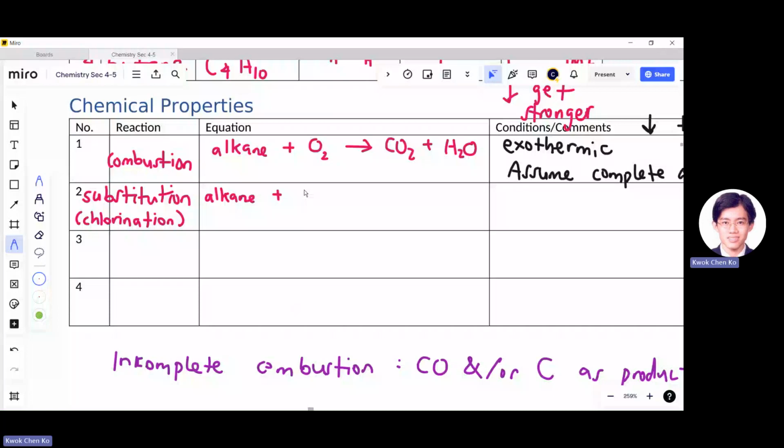So do you realize what has happened? This hydrogen is substituted with chlorine. That is why we call this substitution. Can you? Yep. Let's say it's ended. Only one hydrogen gets substituted.